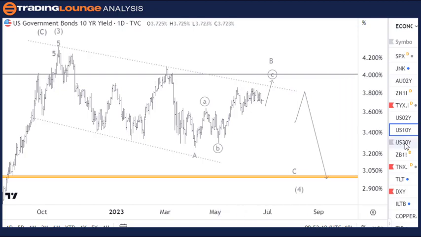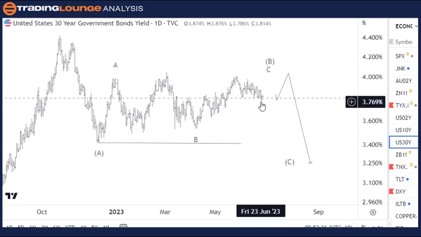When I look at the 30-year yields here, it's pulling back here, but I still need 1, 2, 3 ABC for 4. So I think we might even have another low come in first and then another push to the upside to finish this off.